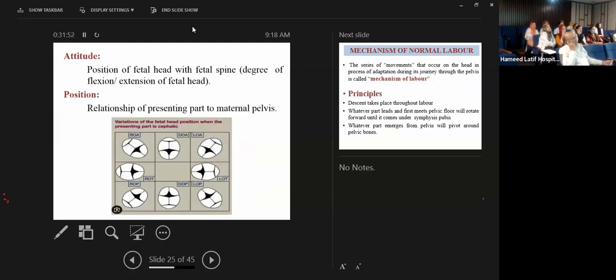Attitude tells us about the degree of flexion and extension. It is the position of the fetal head with the fetal spine. Now the position is the relationship of the presenting part to the maternal pelvis. There are many positions that the fetus can take in relation to the maternal pelvis. That will be right or left occipital anterior, right or left occipital posterior, or occipital transverse positions.